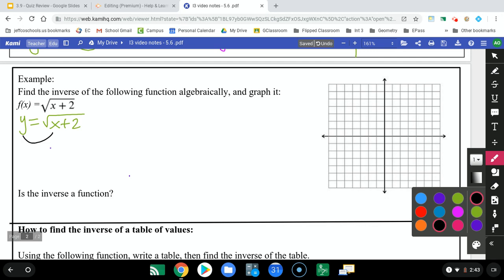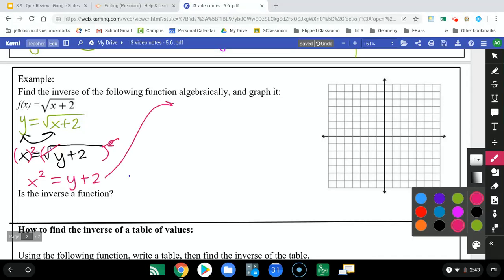I have to switch my x and y. So I'm going to get x equals the square root of y plus 2. In order to get rid of the square root, I take it to the second power on both sides, and I get x squared equals y plus 2. I'm going to pull my work up here, and I get x squared equals y plus 2.